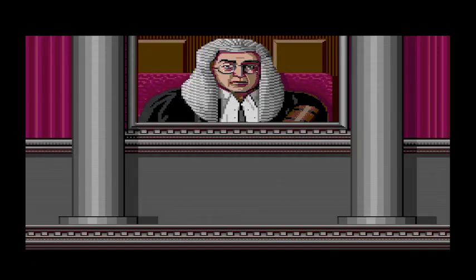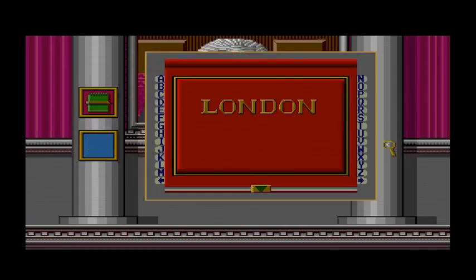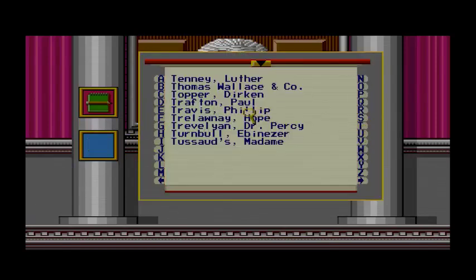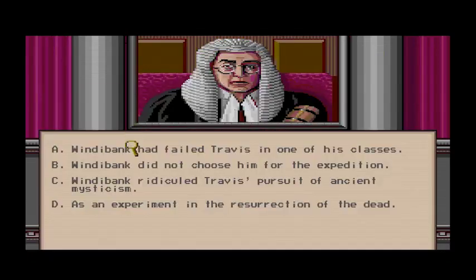Now, Holmes, who murdered James Windibank? Well, it's also Philip Travis. This Travis seems to be quite a busy fellow. What made him kill James Windibank? Windibank had failed Travis in one of his classes. Windibank did not choose him for the expedition. Windibank ridiculed Travis's pursuit of ancient mysticism as an experiment in the resurrection of the dead. It says motive B. Windibank did not choose him for the expedition.